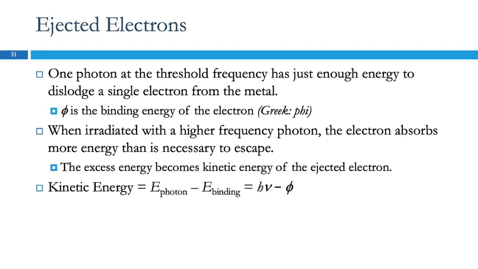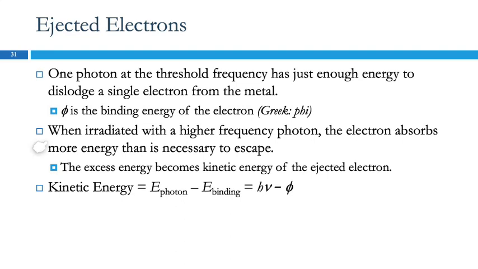So, going back to those ejected electrons. One photon of light at the threshold frequency has just enough energy to dislodge an electron from that metal surface. And that's going to be equal to phi. That's the binding energy of the electron. So that's like the minimum amount of energy you have to put in to spit that electron out.